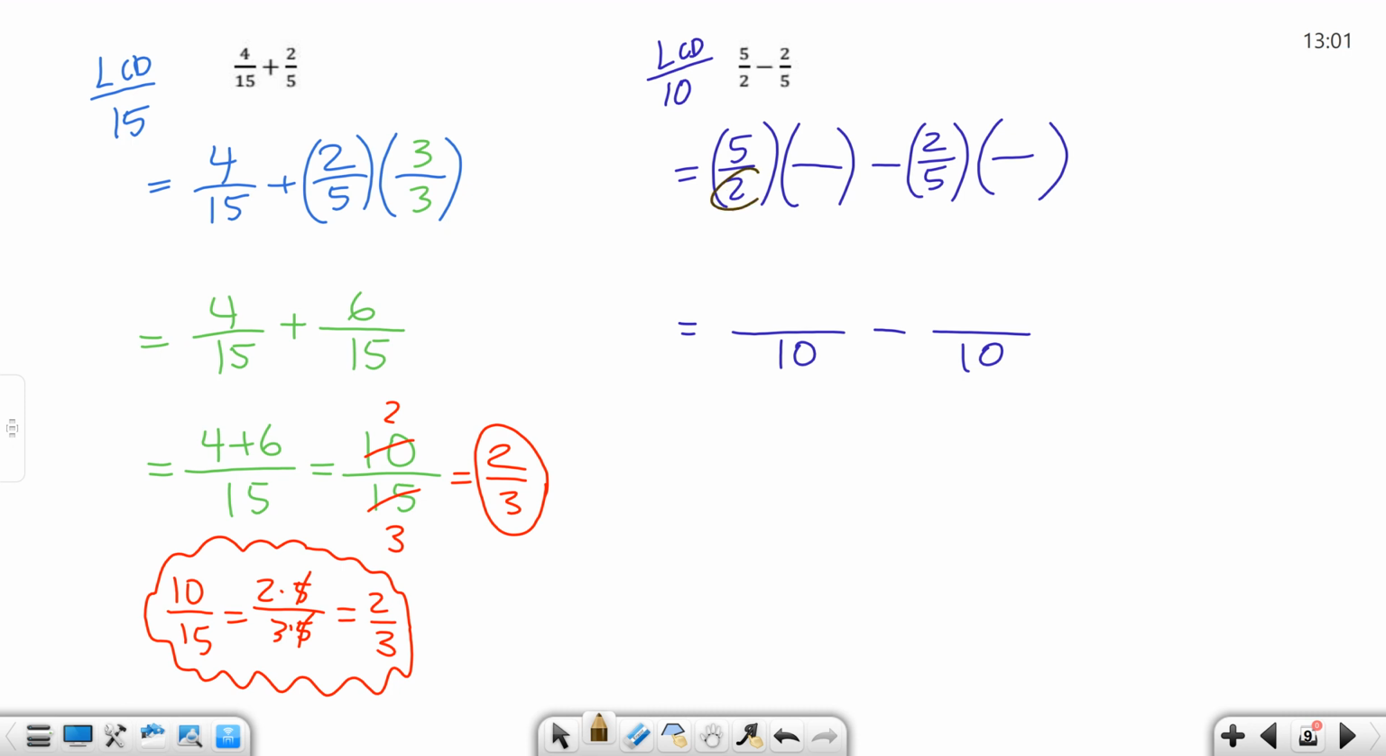So here, what do I multiply 2 by to get 10? Well, the answer is 5. So if I put a 5 down here, I've got to put a 5 up there. So now this first fraction, 5 times 5 is what? 25, and 2 times 5 is 10. So that's 25 over 10.